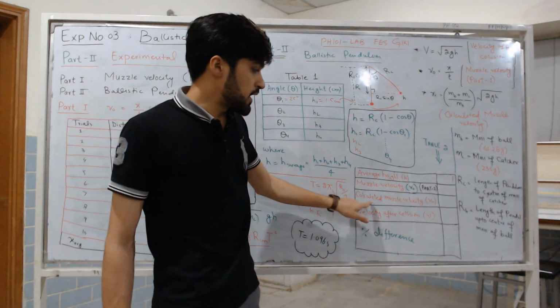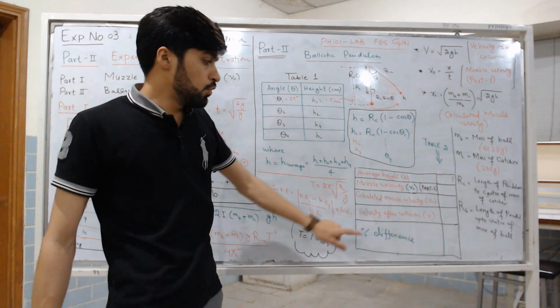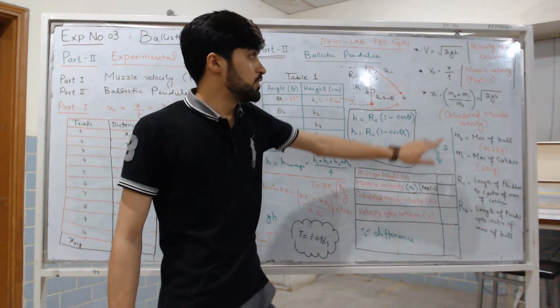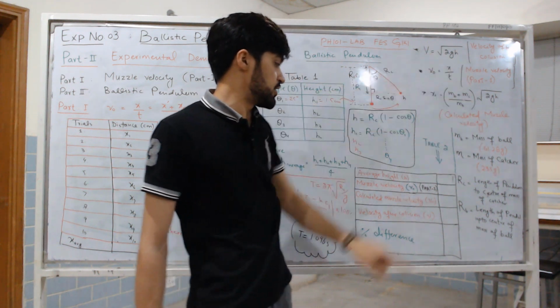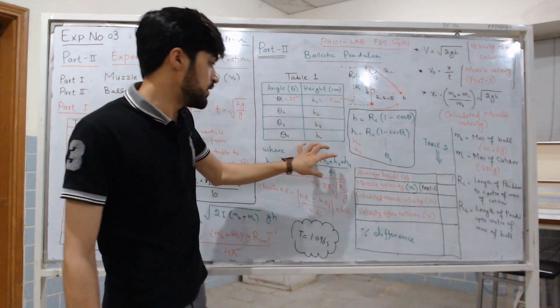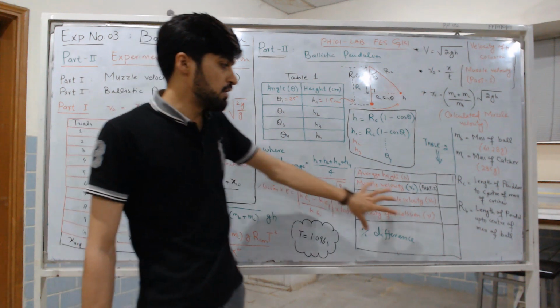Now you will put the calculated muzzle velocity here. Now what is the velocity after the collision? You have calculated the velocity after the collision using this relation, and you have calculated the average height from here. So you have filled this table.